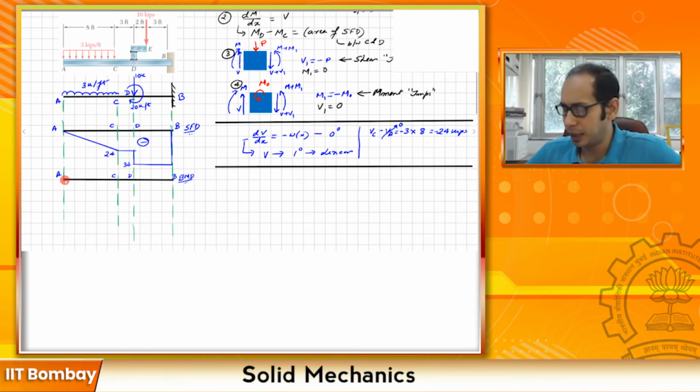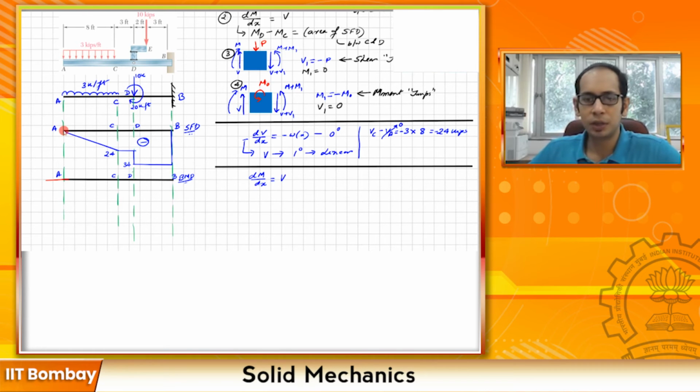Now the question is how it is going to vary from A to C. Let's quickly write the relationship. We have dM/dx equals V, right? So that means the slope at a particular point is going to be the value of the shear at that point. The slope dM/dx at x equals A is going to be the value of the shear at A. The value of the shear at A is 0. So here my bending moment diagram will have a 0 slope, right?